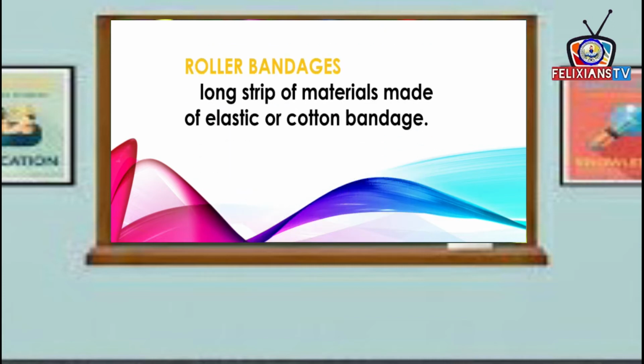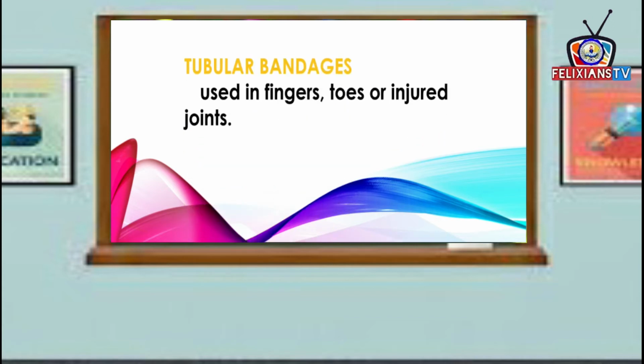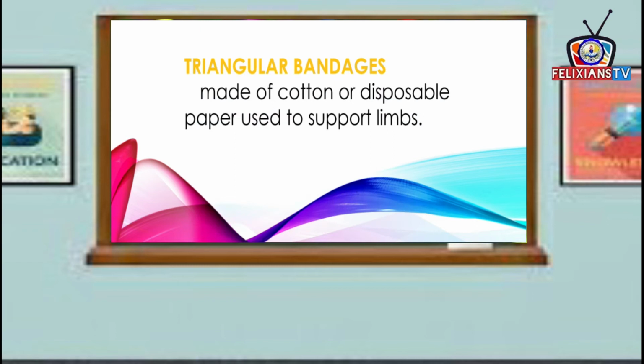Roller bandages, long strips of material made of elastic or cotton bandage. Tubular bandages, used in fingers, toes, or injured joints. Triangular bandages, made of cotton or disposable paper, used to support limbs.